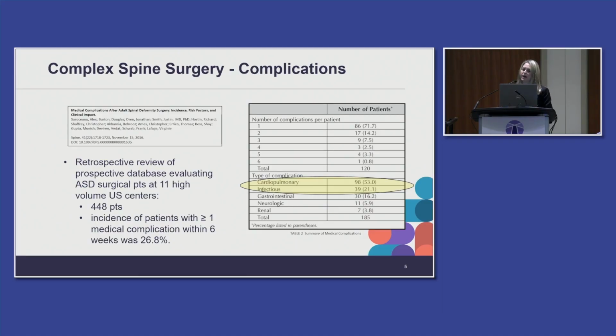This is a retrospective review from a prospective database evaluating adult spinal deformity surgical patients at 11 high-volume United States centers. It's not particularly large, but it does a nice job of breaking down the types of complications these patients face. They found that the incidence of patients with at least one medical complication within 6 weeks was 27%, and highlighted here, the biggest category of complications, more than half the patients who did have a complication, was cardiopulmonary in nature, followed by infectious in nature.